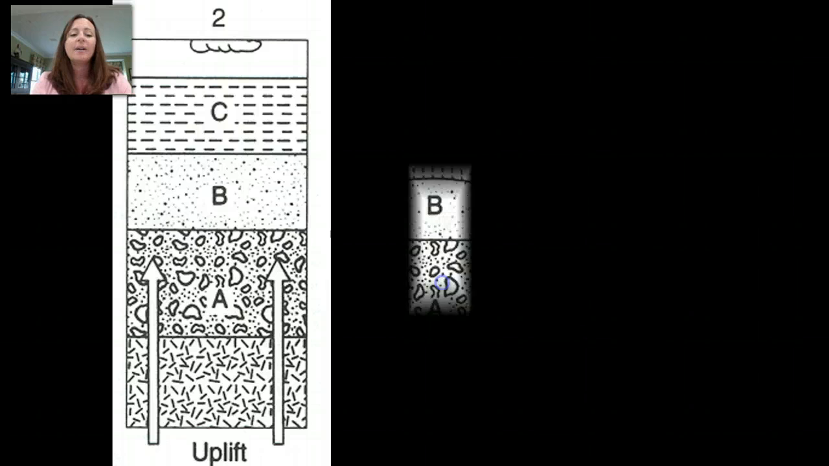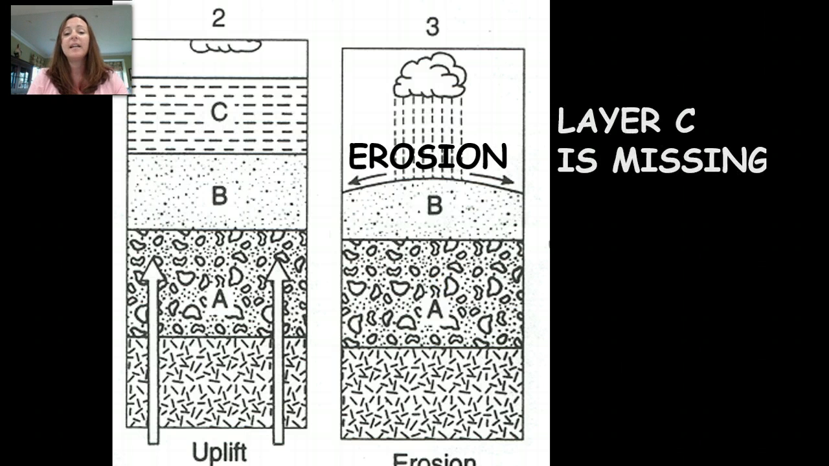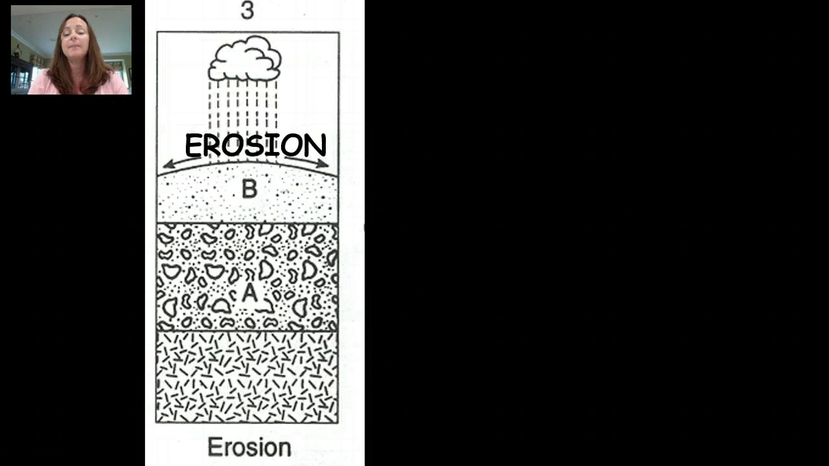I'm going to take this same diagram number 2 and compare it to the next step, step 3. If you notice what's occurring in 3, the rain has caused layer C to become eroded. So now C is missing, and you can see the shape of layer B has a slight bend or wave to it. That's due to erosion. And layer C, as I said, is completely missing.